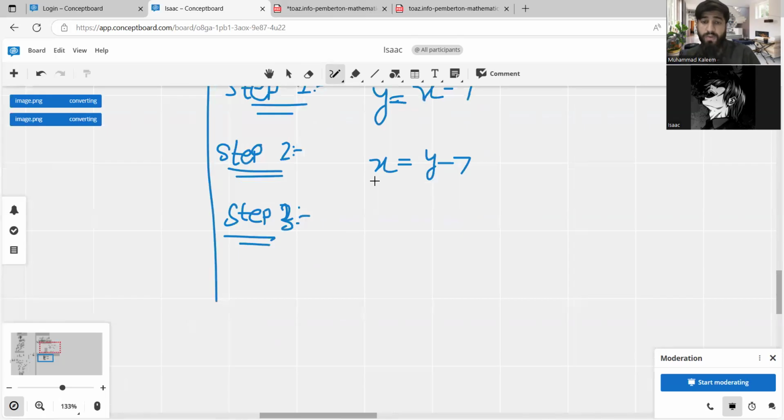This is the formula for x now. So I will just take this 7 to the other side. Or you can say we have to add 7 on both sides to eliminate this 7 to make y separate, all alone on one side of the equation. So it will be x plus 7, right? Does this make sense? That means that y is equal to x plus 7. That is the inverse of the function.